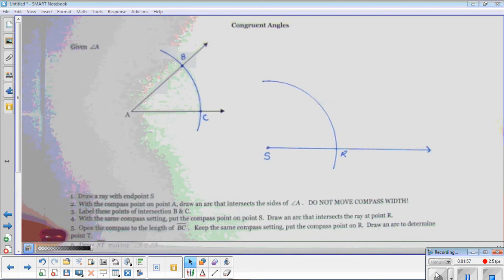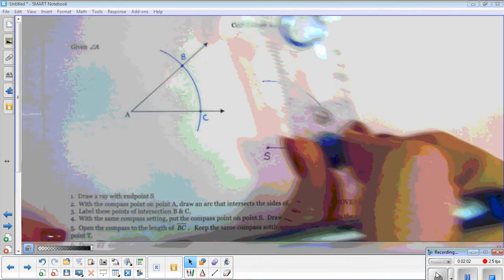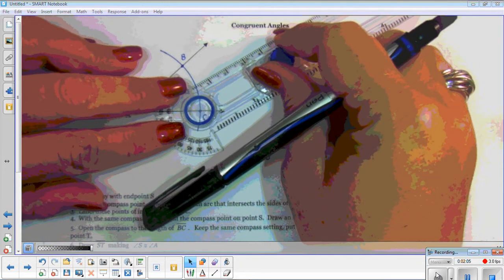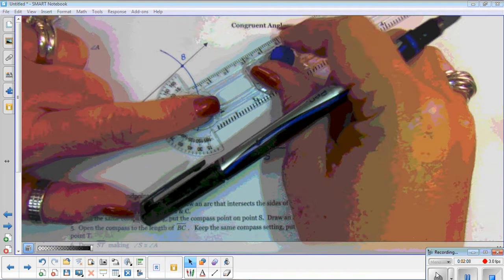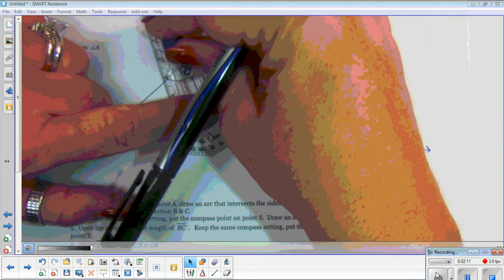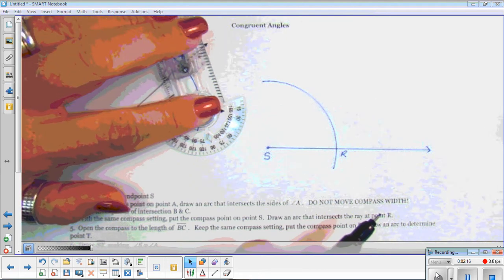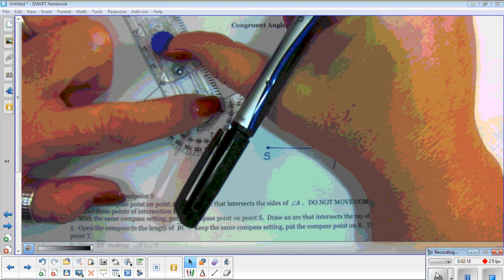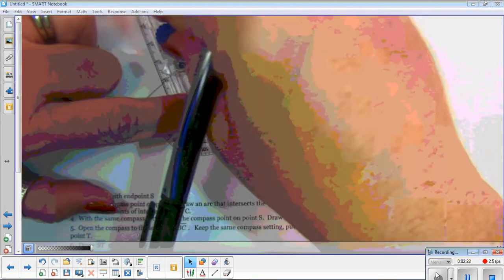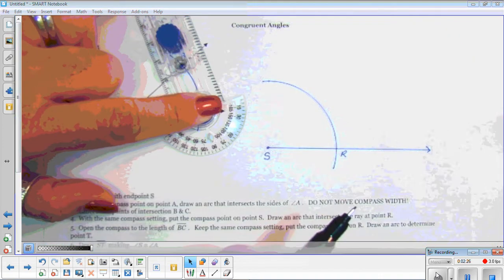Now, I want to find the length of BC. Just like I did with congruent segments, I'm going to place my crosshairs on either B or C. I'm going to place the crosshairs on C, hold it firmly with my finger, loosen my compass, and then I need to slide that compass so that I can get B inside the place where my pen will go. And then I'm going to tighten it into place.